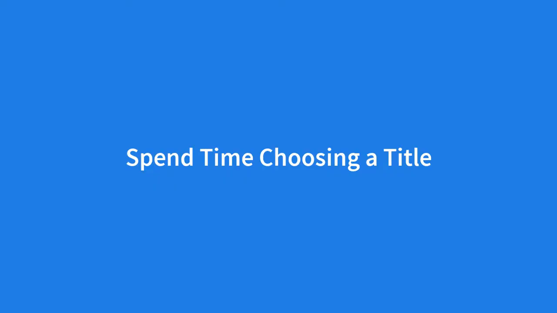Spend time choosing a title. The title of the article is the most important part. The title will be the sole factor that people use to determine if the article is worth reading. The title needs to not only be interesting and persuasive, but also include the keyword. And to avoid being truncated in search results, it should also be under 70 characters.